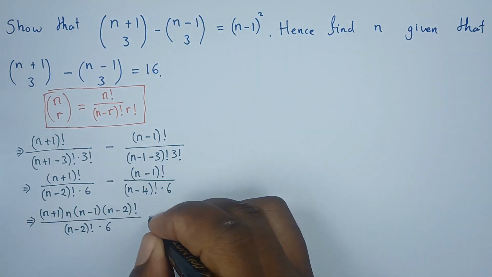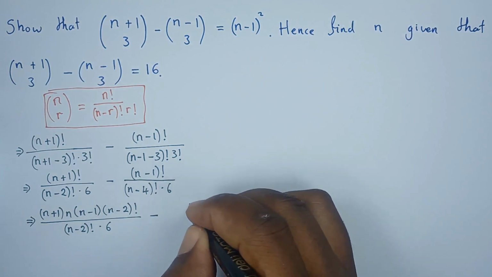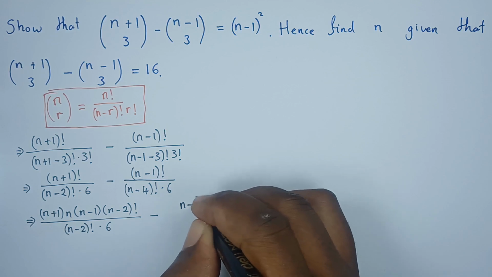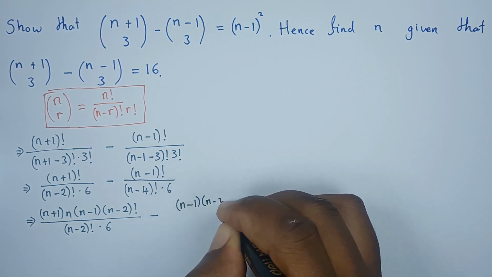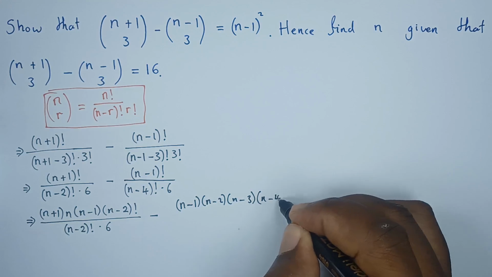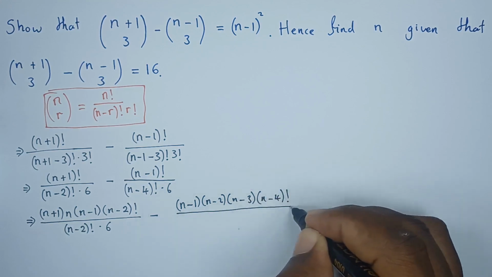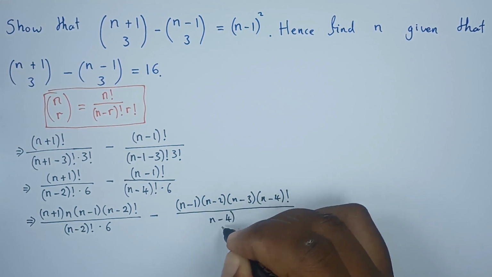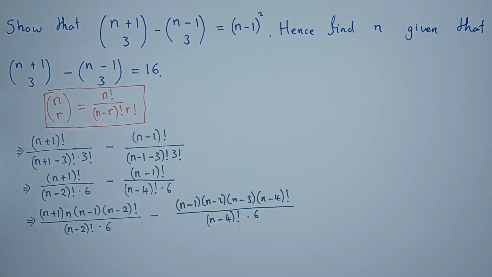We're going to use the same concept for this part. So we have n minus 1. What comes before that? n minus 2. What comes before that? n minus 3. What comes before that? n minus 4 factorial. All this is over (n minus 4) factorial times 6. It's strategic that you end at n minus 4 so that it cancels out. So with that in mind, let's see how it can proceed.